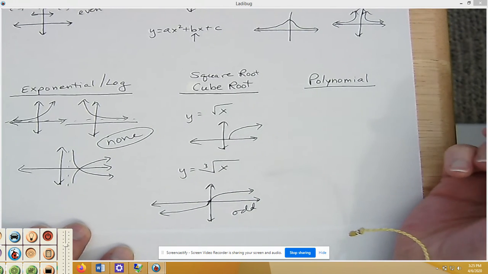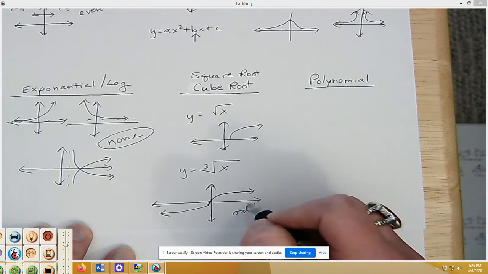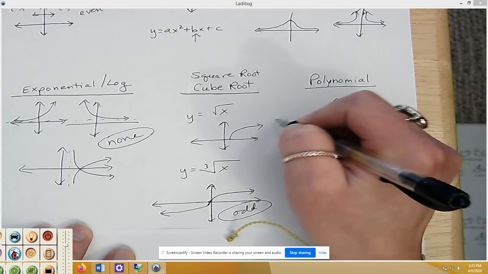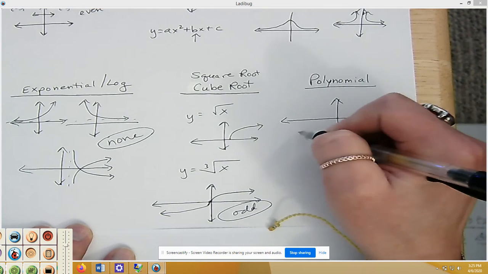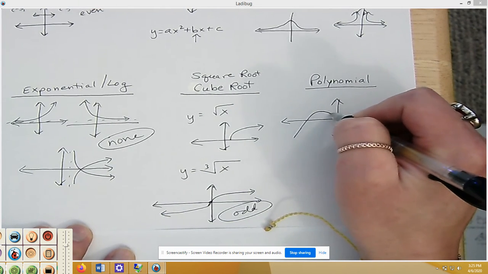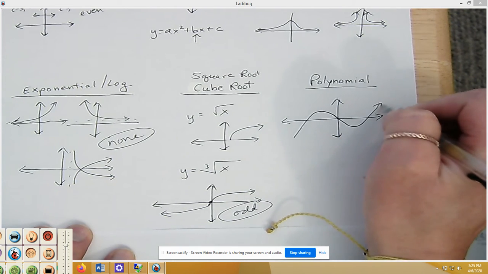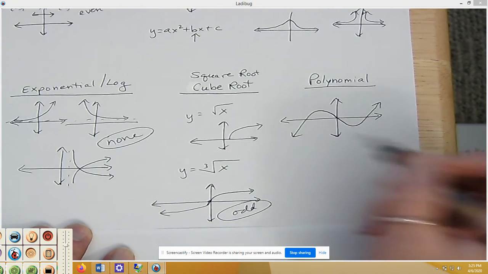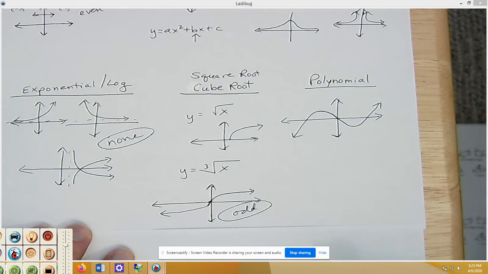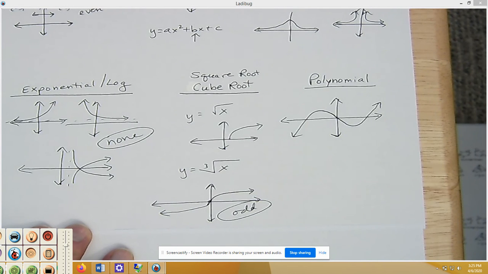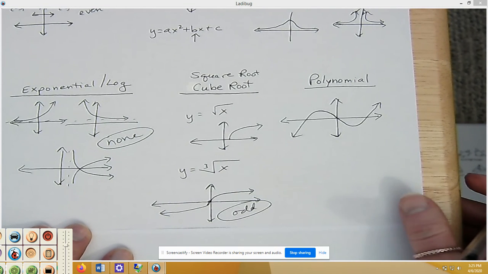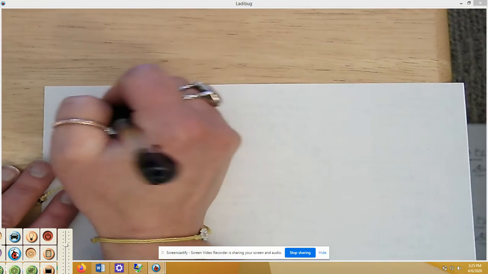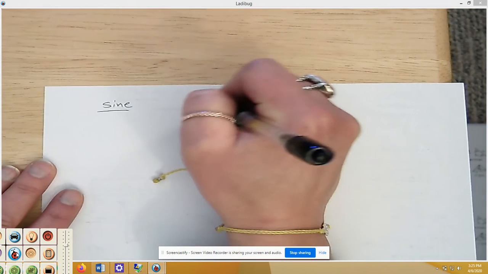Polynomial graphs, most of them are going to be none, although you could have some that are odd. Let's say you had something like that. That would be a polynomial function, and then that one looks pretty odd, and you have to check it by points. So you'd have that rotation. So these are just some examples, and then we have our sinusoidals that I think I did mention a little bit. And for the sinusoidals, we have our sine, our cosine, and our tangent.